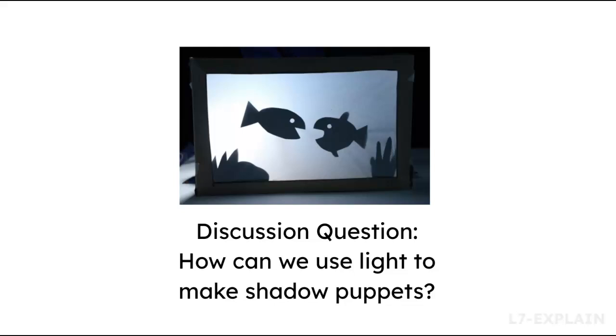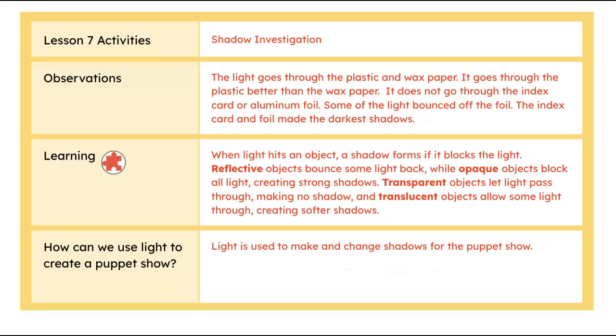For the Explain portion, you'll bring the class together and lead a discussion about students' observations about the shadow investigation. You'll use the provided questions to guide your discussion around the question, how can we use light to make shadow puppets? The goal of this class discussion is to develop a simple model based on evidence from the investigation. You'll use the discussion to create the Lesson 7 summary chart. By the end of the discussion, students should understand that light is used to make and change shadows for the shadow puppet show. You'll start the discussion during the Explain and finish it during the Elaborate.